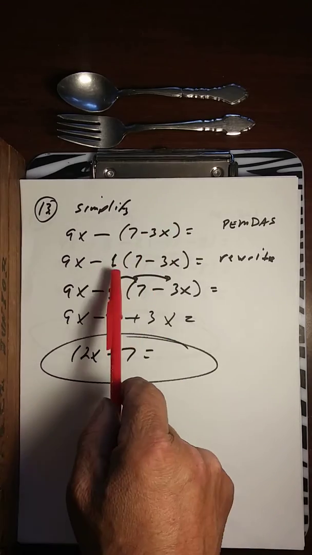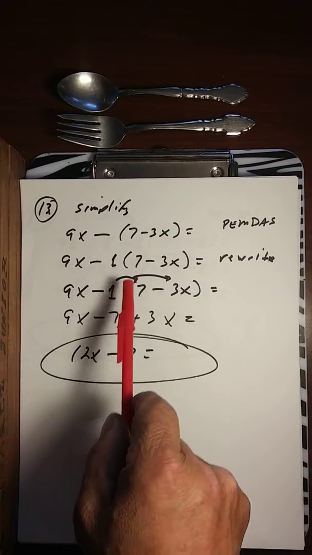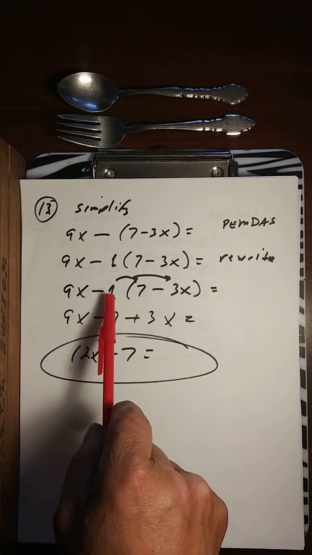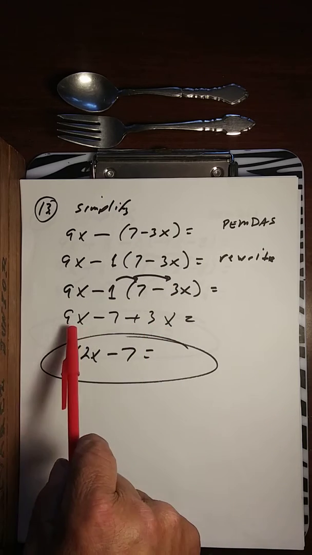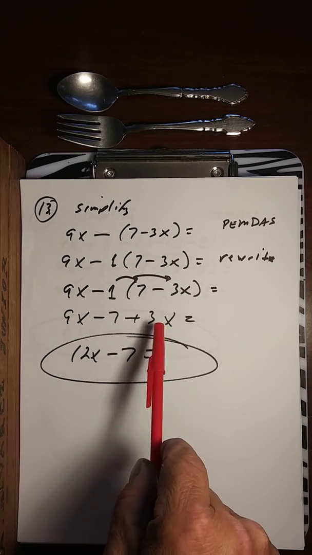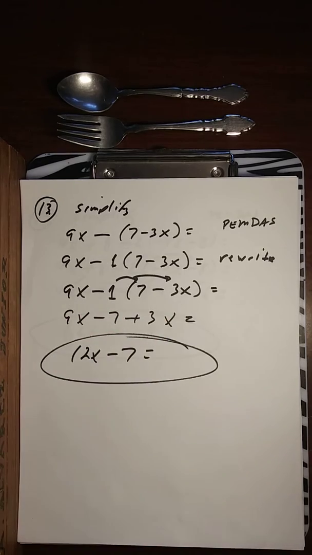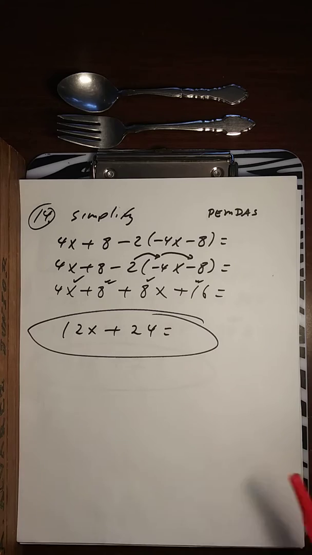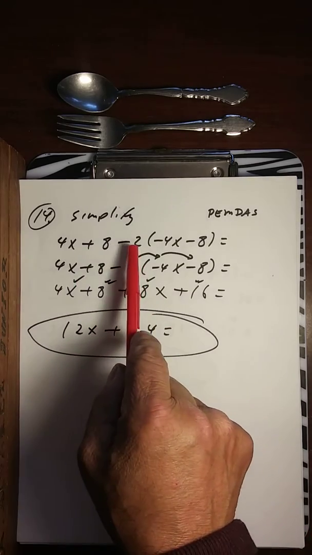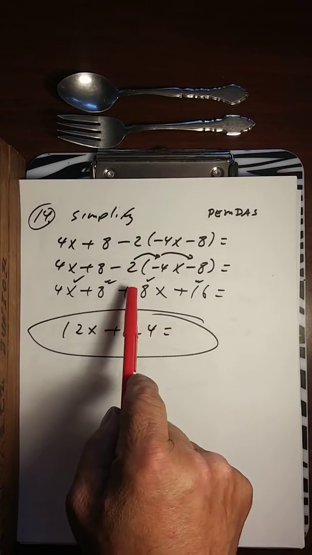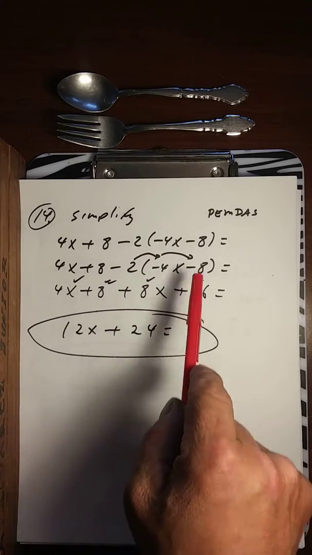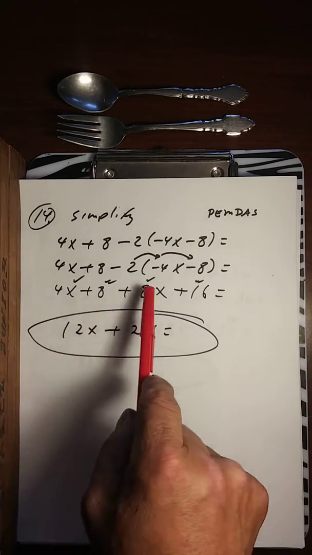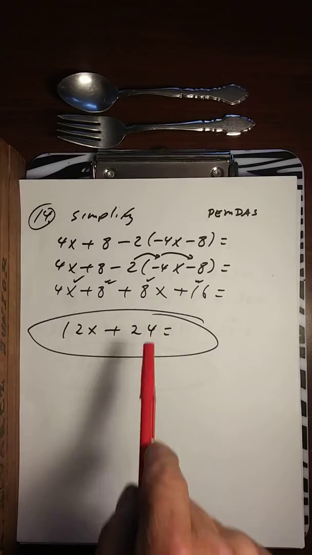9x minus this. Rewrite it, put a 1 there. So negative 1 times that is negative 7. Negative 1 times that is a positive. So you have 9x minus 7 plus 3x. Put the x's together. It's going to give you 12x minus 7. Simplify. So we have all this. Negative times negative is a positive, and negative times the negative is a positive again. So we have 4x, 8x is 12x, 8 and 16 is 24.